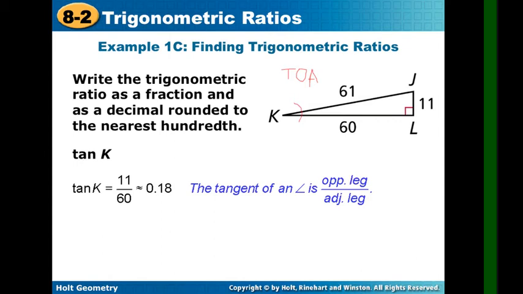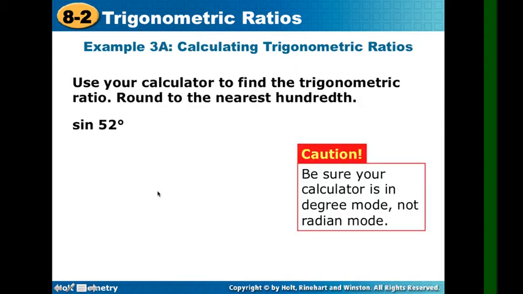Yung opposite tsaka adjacent, pwede sila mag-iba. Depende doon sa position nung angle. So, halimbawa dito, ang adjacent niya 60, si K. Pero si J, ang adjacent niya 11. So, pwede mag-iba yan. Then, divided, the answer is 0.18.